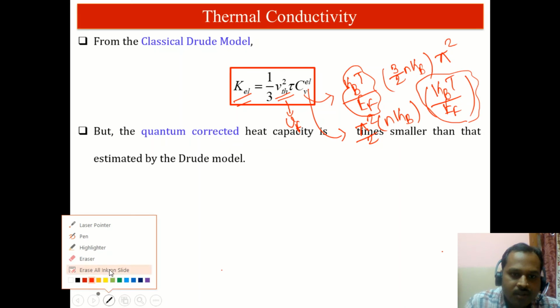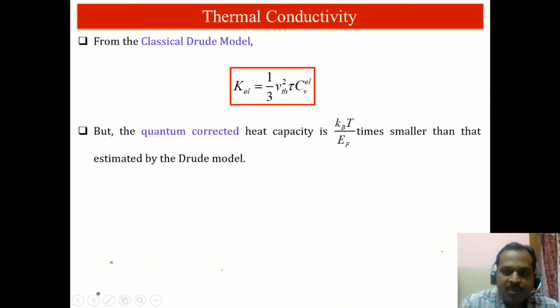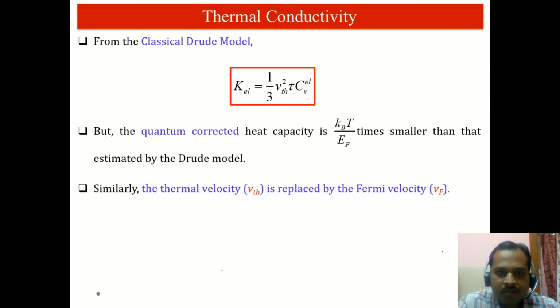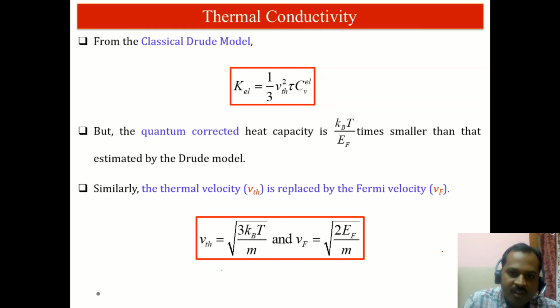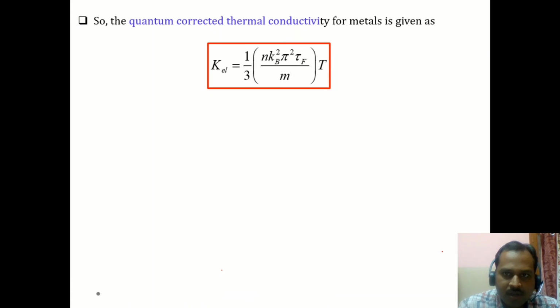So let me erase the ink. The quantum corrected heat capacity is kBT by EF times smaller than the classically estimated heat capacity, and another thing is the thermal velocity has to be replaced by the Fermi velocity vF, and vF we know that it is related to the Fermi energy in this way, that is root over of 2 EF by m, as EF is half m vF square. After substituting these two, then we can obtain the expression for the thermal conductivity for the metals, and we can see that this is the thermal conductivity for the metals after quantum corrections.